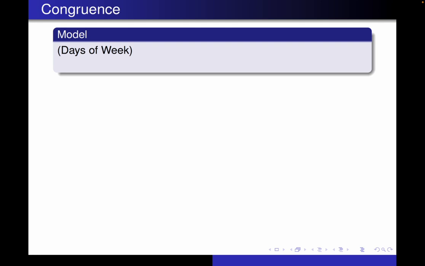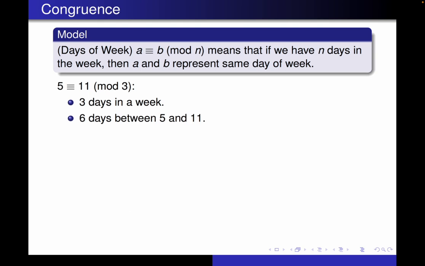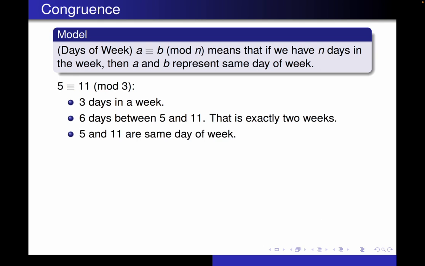All right, so just to remind you, I like to use the model of days of the week to understand congruence. And that says that a is congruent to b mod n means that if you have n days in the week, then a and b represent the same day of the week. So as an example, we know that 5 is congruent to 11 mod 3 because there are 3 days in a week, and between 5 and 11 the difference is 6. That is exactly 2 weeks, and therefore 5 and 11 are the same day of the week, and so they're congruent mod 3.